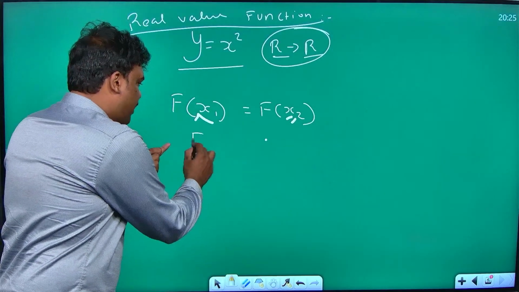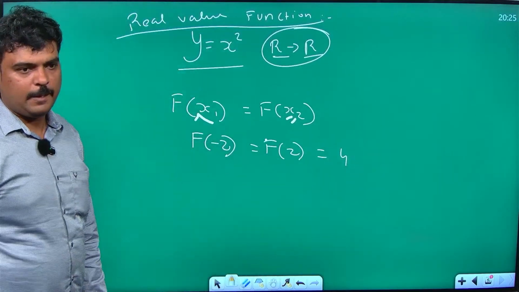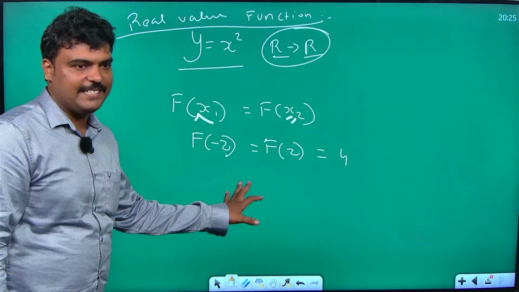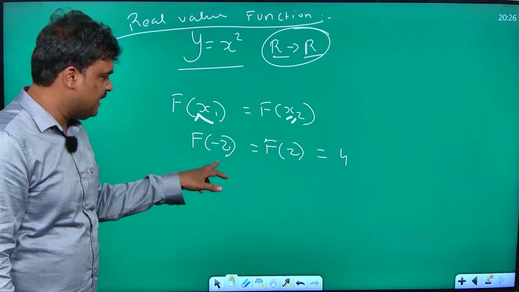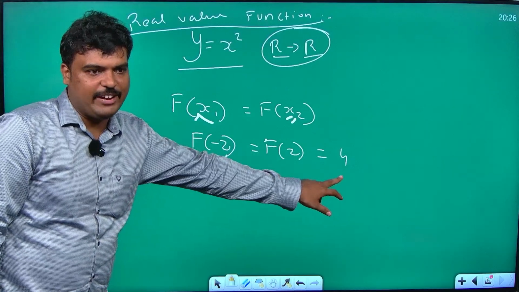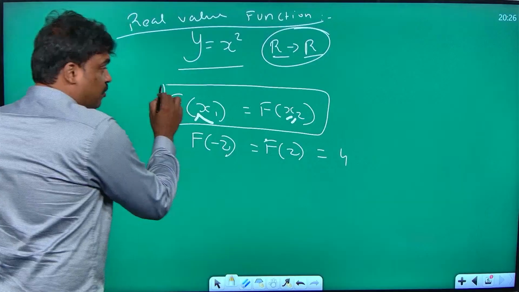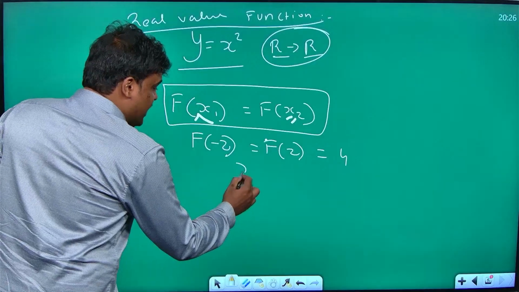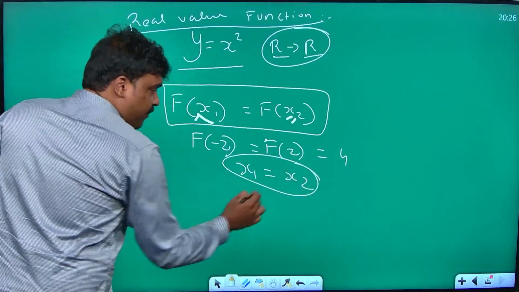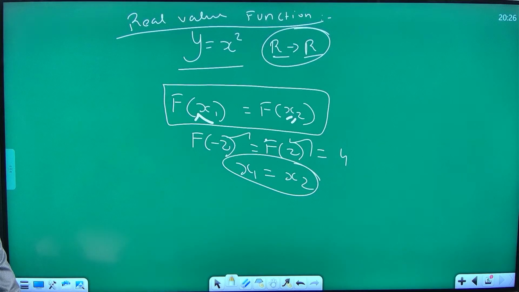Yes, f of minus 2 and f of 2 will both remain 4, so I can show an example. So is x square one-to-one or many-to-one? Many-to-one, because for minus 2 and 2, I got the same value 4. So what do I check? If f of x1 equals f of x2, then there should be no case where x1 is not equal to x2. If I find an example with x1 not equal to x2, then I can say the function is not one-to-one. Did you understand?